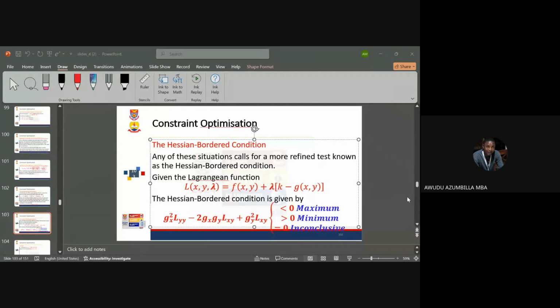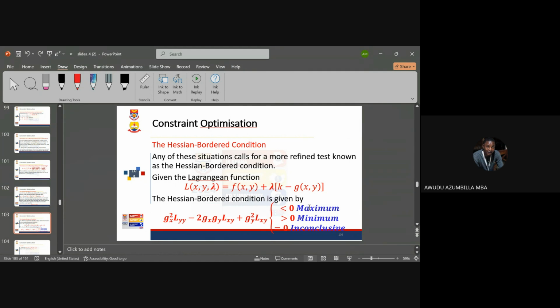Okay, so we follow a certain rule. The rule is that we differentiate a function for the first time, and then square it. So gx squared is the first function. Then we multiply it by the second derivative of the other function. Then we subtract from it 2 times the first derivative of g, and then the first derivative of y, and then we multiply all by the cross differential of x and y. Then we add the square of g, and then the cross differential of x and y.